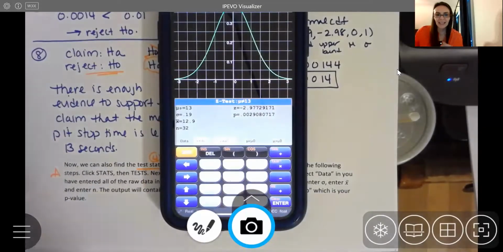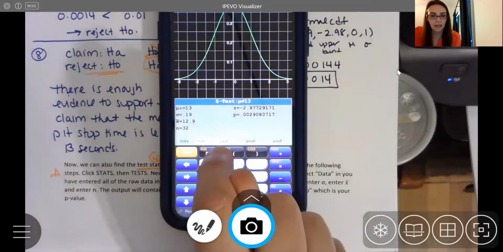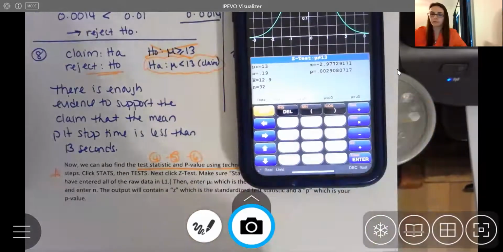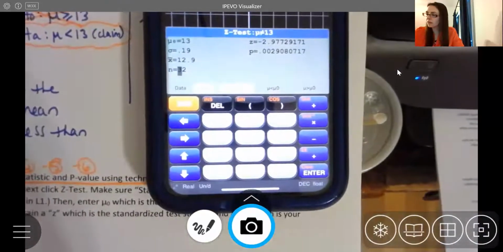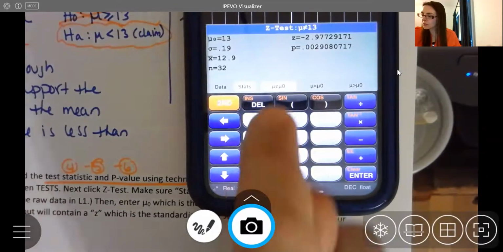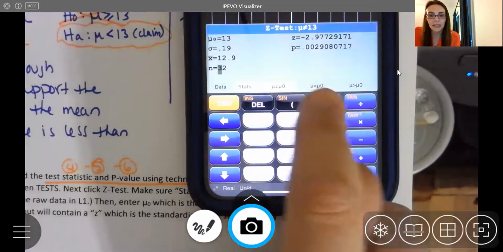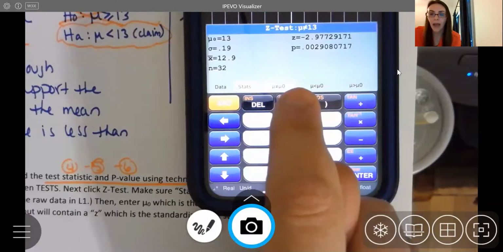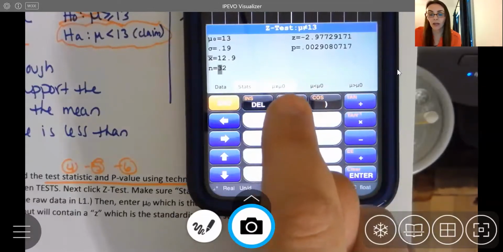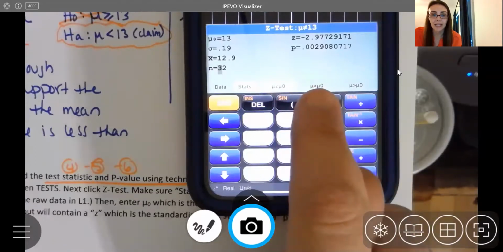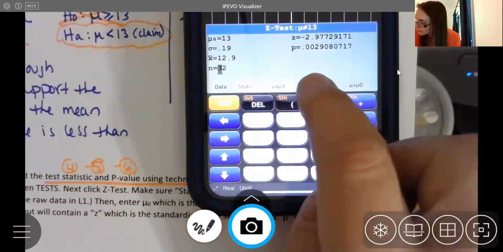Now, I'm not quite done. On the bottom, you'll see not equal to, less than, or greater than. What they're doing here is looking for the alternative hypothesis. So basically you have to tell your calculator, is it a left-tailed, right-tailed, or two-tailed test? That's how they're asking. Our alternative hypothesis was a less than, right? So we're going to hit the less than key.